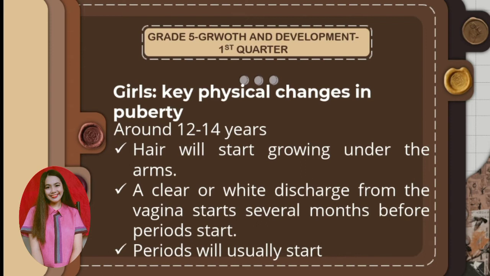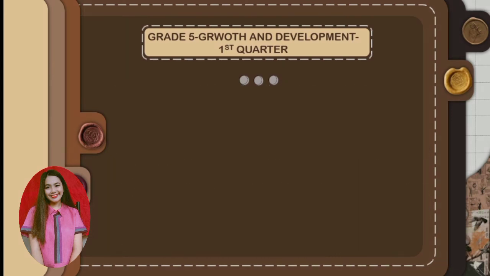If the child says it's itchy, painful, or smelly, consult your doctor. Next, periods will usually start within 2 years of breast growth starting, but can take up to 4 years. For boys, the key physical changes in puberty.